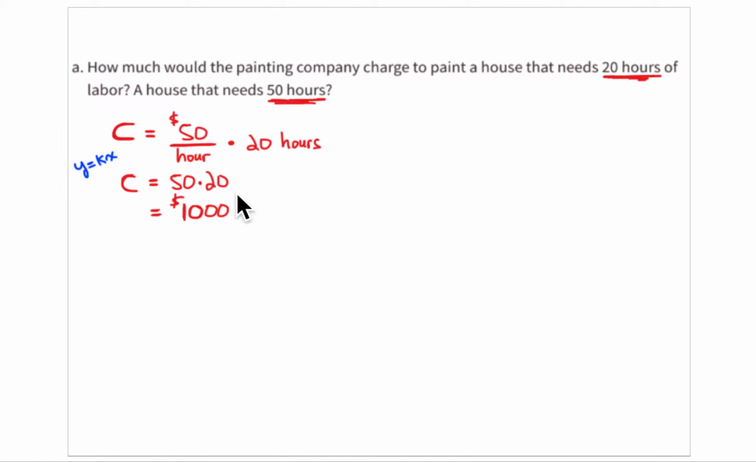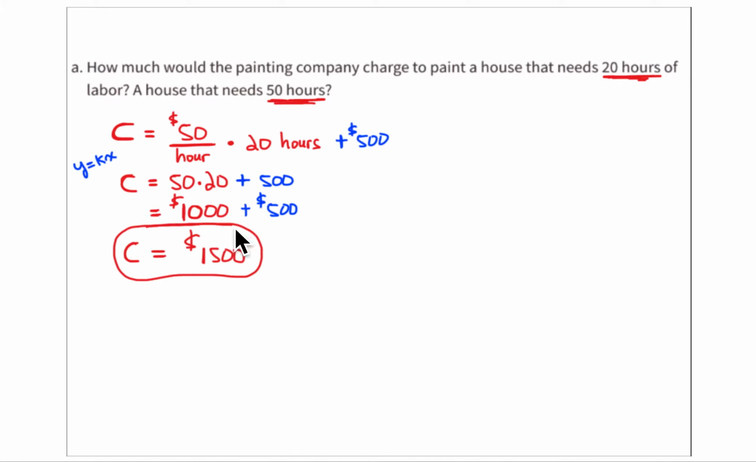It's the cost of doing the labor on the house. So it's $50 per hour times 20 hours. So the labor cost is $1,000. But there is an additional cost, and we know that there is. That's the $500 for the supplies. So you have to add that to your labor cost.